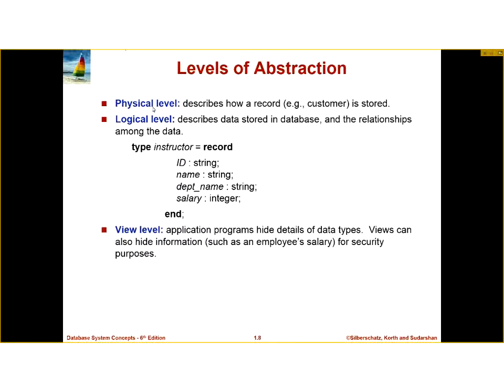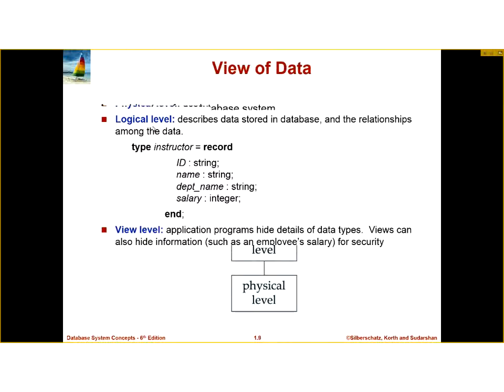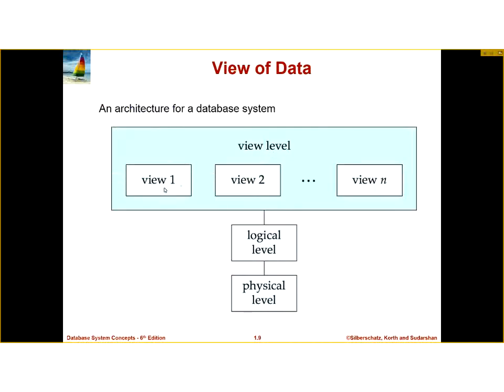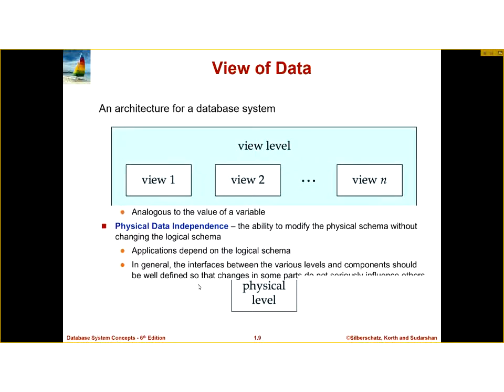Then I told you about the physical level of the database, the logical level, how data is logically saved, and what the view level is, where application programs are actually interacting with your database. So this is the architecture: a view level, view 1, 2, up to view n. This view level is for applications, and then there is a logical level, and this is the physical level on which the database is actually stored.